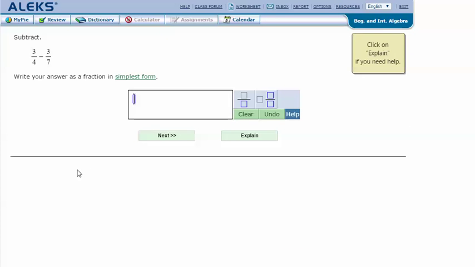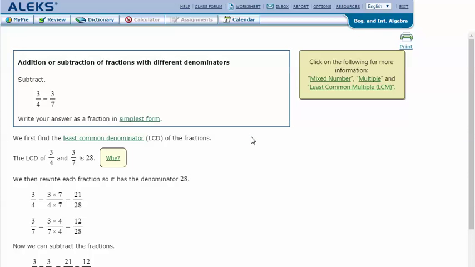Here's an example problem. Subtract 3/4 minus 3/7. Write your answer as a fraction in simplest form. Let's click Explain. First, we need to find the least common denominator of these fractions. The least common denominator of 4 and 7 is 28, because that's the smallest number that 4 and 7 will both go into. So we need to rewrite each fraction so that it has a denominator of 28.